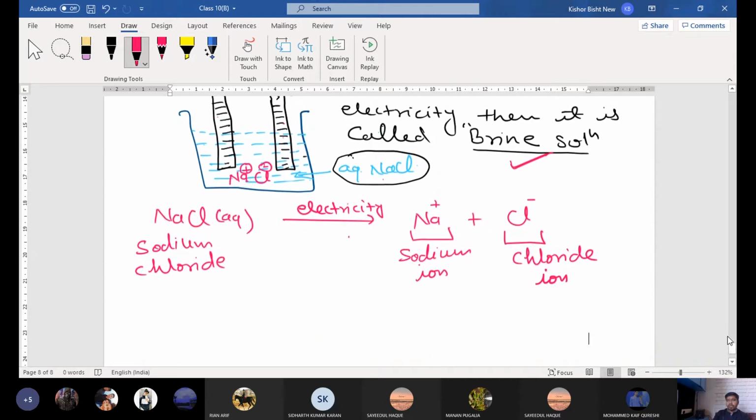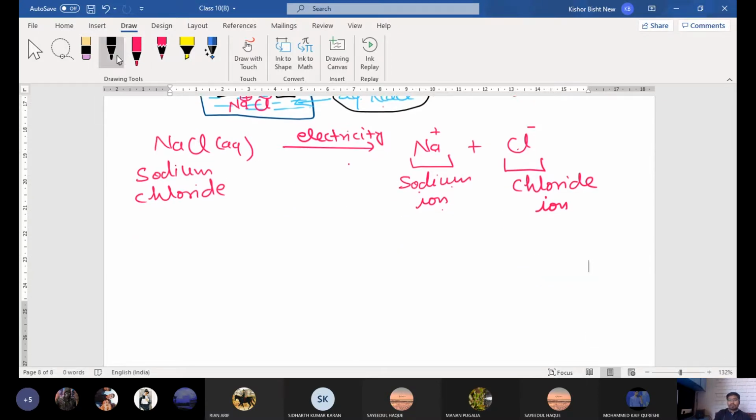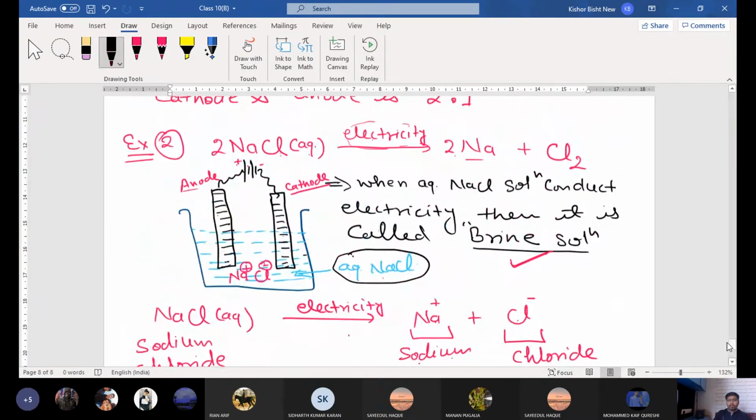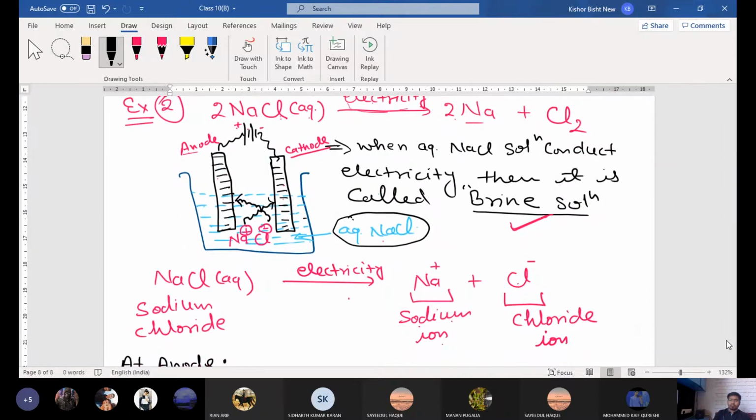After that, NaCl breaks down initially into 2 ions, Na positive ion and Cl negative ion. Na positive ion is called the sodium ion, and Cl negative ion is called the chloride ion. Now you see which ion will move toward the anode and which toward the cathode. Positive charge will move toward the cathode and negative ion will move toward the anode. You remember this point always.